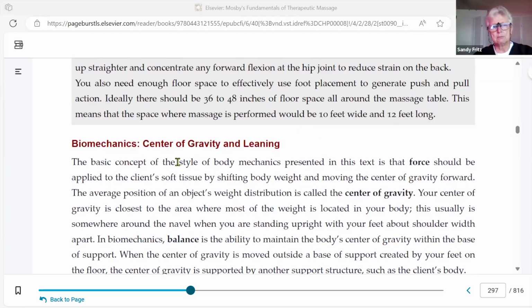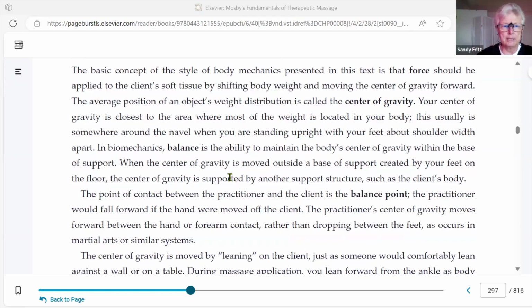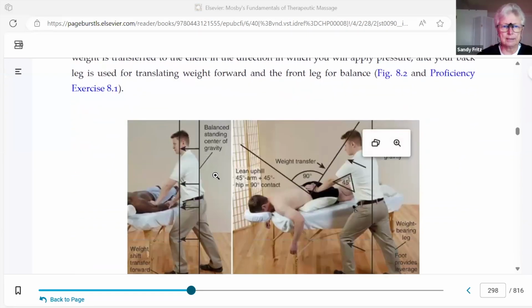And then the biomechanics, what we're really doing is shifting center of gravity from a supportive framework at the floor. And the best example I have on that is how you would lean a ladder against a wall.